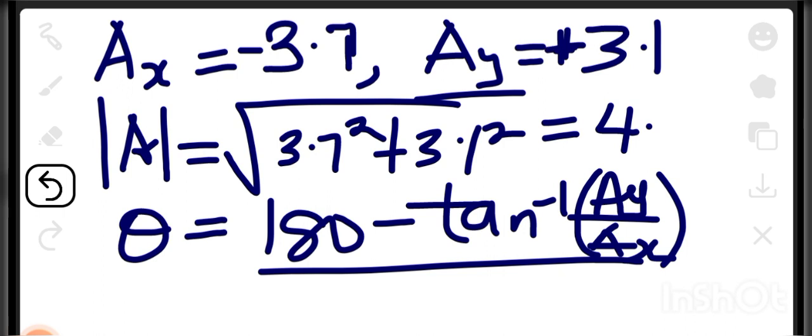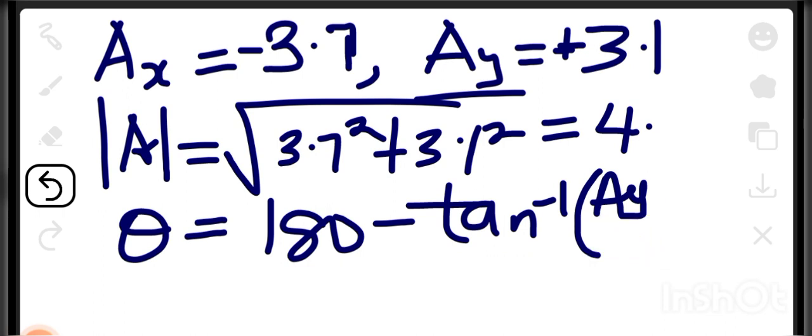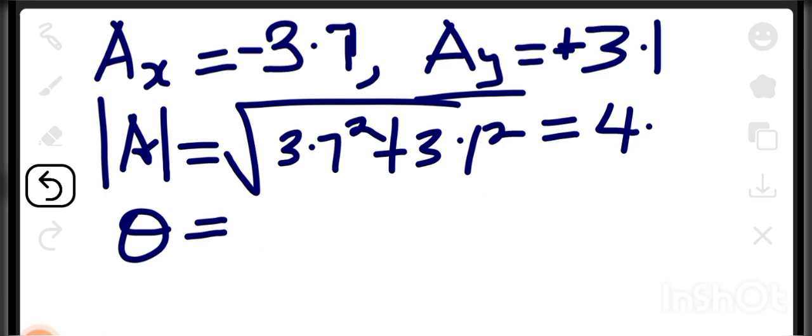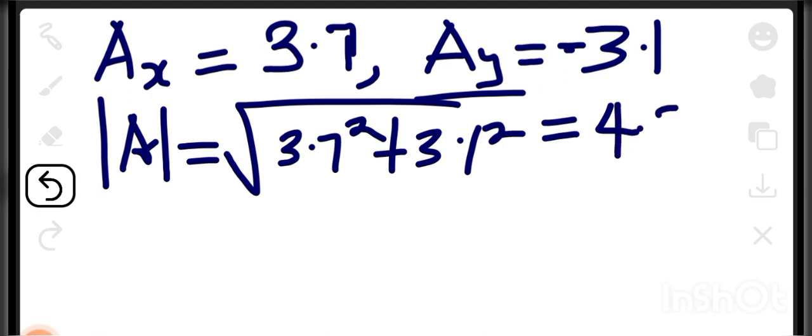Take note of that as well. Let's do this other one. If AY is negative, then AX is also negative, both of them negative.